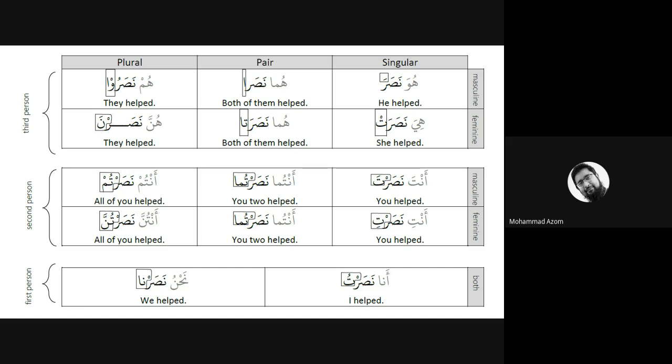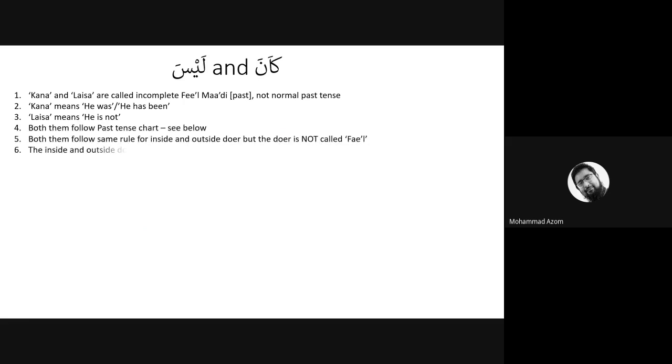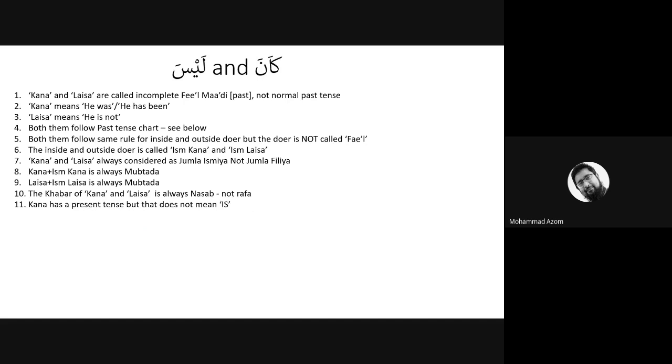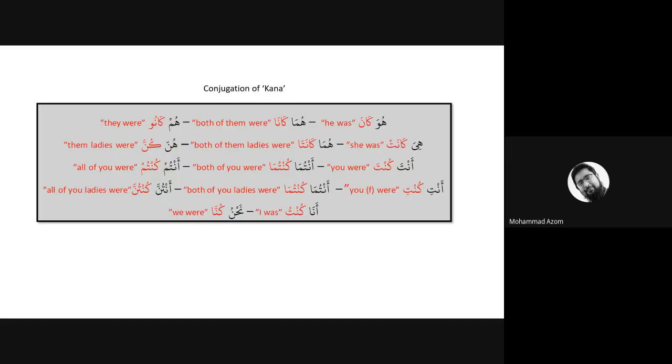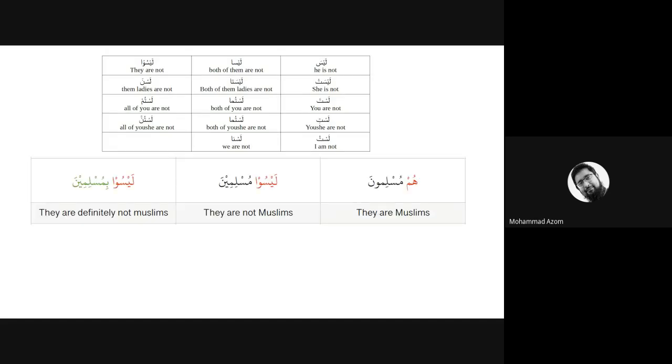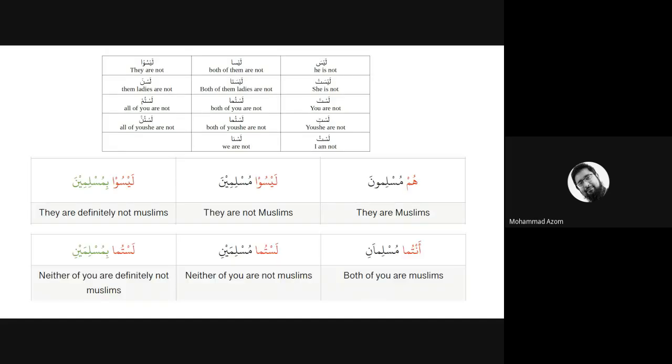A similar thing will work in the present tense as well, but there are a few extra things that we need to learn in present tense. Then we talked about kana laisa, I think the week before last week, because last week I couldn't take the session. So I'm just going to skip through these ones, and we see how kana works, just like the past tense chart, but it has different implications. Same with laisa, and laisa means he is not, and it is used in negative sentences.